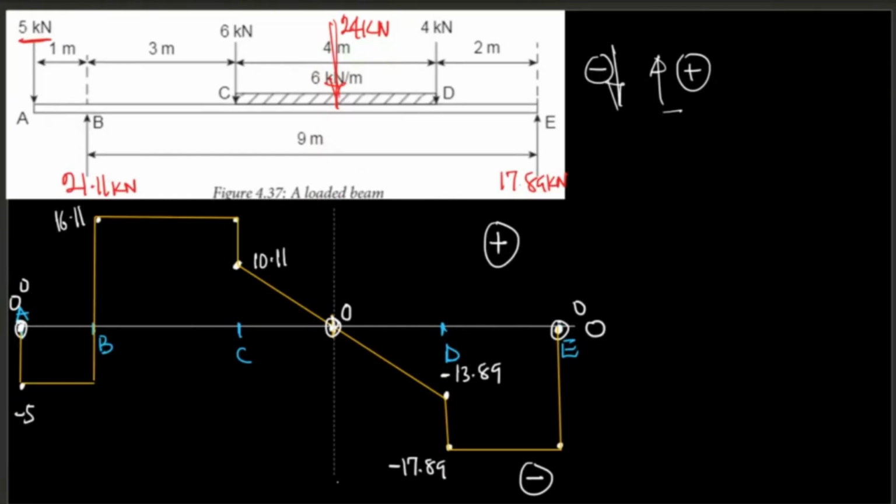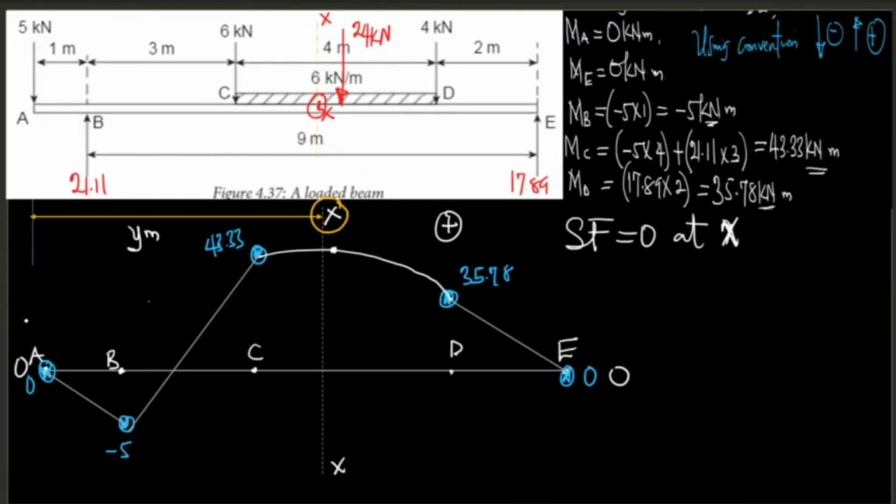And you see the point where the line crosses the origin, so it's 0 at x. So what we are going to do here is sum all the forces from this point, all the forces that are between this region, A and X.